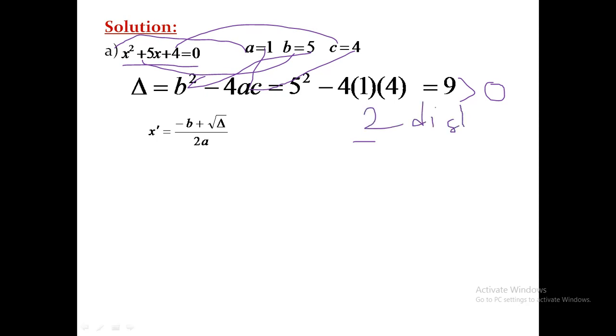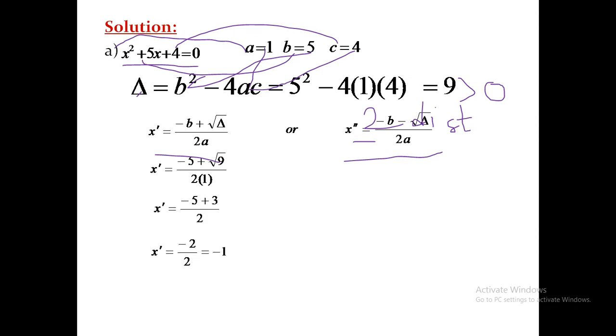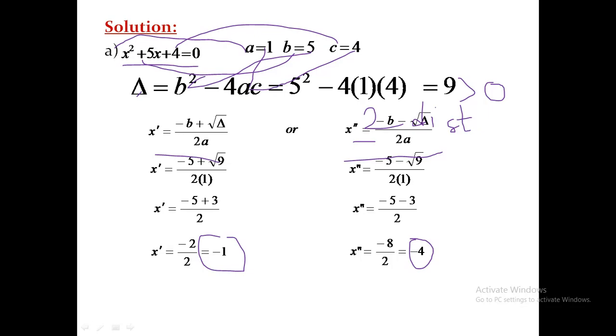We write their rules: x prime equals minus b plus radical delta over 2a, x double prime equals minus b minus radical delta over 2a. I substitute b, delta, and a, and I get x prime equals minus 1 and x double prime equals minus 4. These are different values, so we say they are two distinct roots.